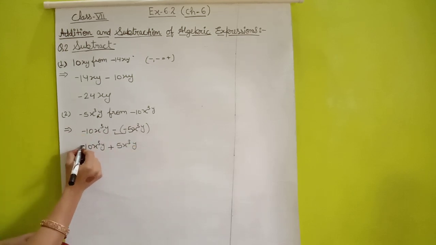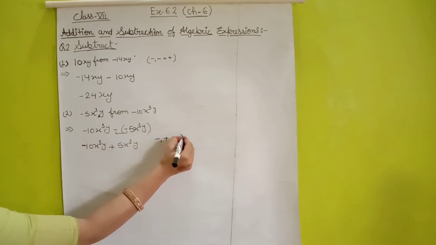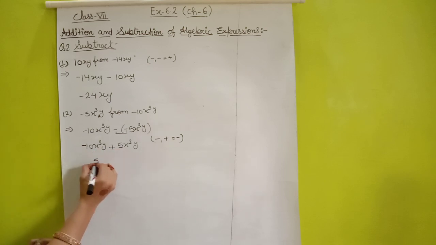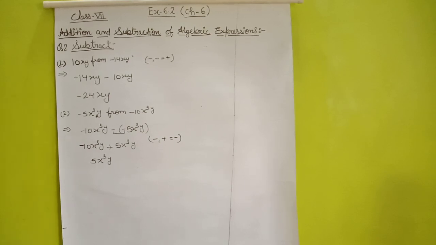Now again this minus and plus, minus plus, it will be minus. So 10 minus 5, it will be 5x cube y. And what about the sign? Sign of greater number means minus sign will come. Okay students. Now next one, part third.